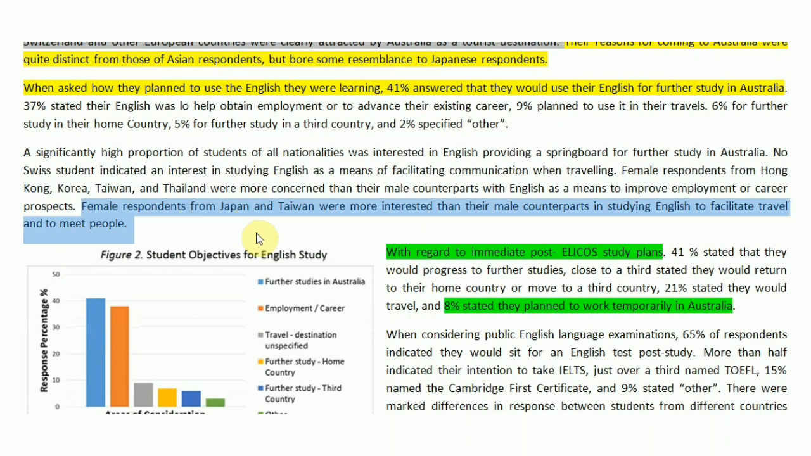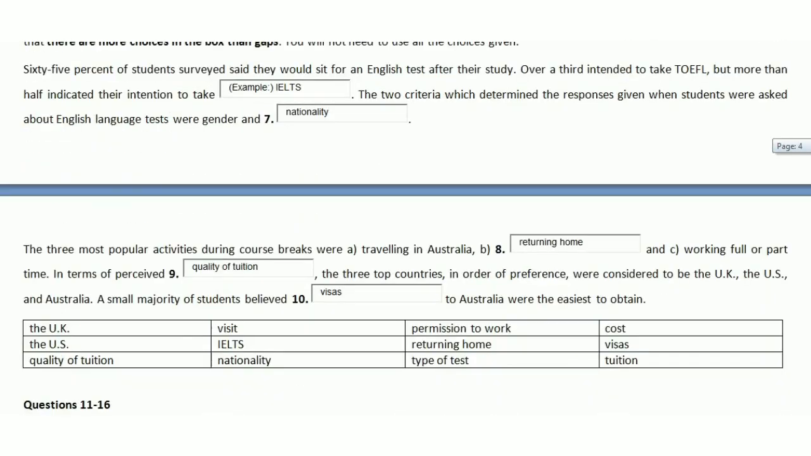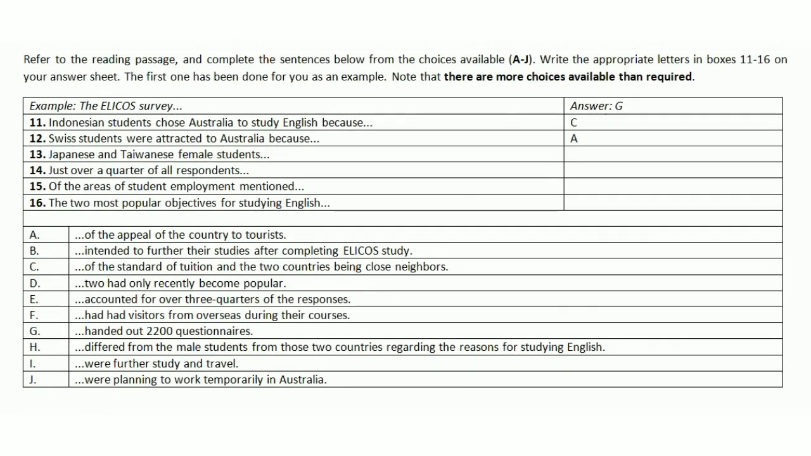And now what they are talking about: they were more interested than their male counterparts in studying English to facilitate travel and to meet people. So they were more interested than male respondents from Japan and Taiwan, because they wanted to study English to facilitate travel and to meet people. So I guess this is the only location that we can get from the reading passage. And now let's see the options. Let's explore the options for Japanese and Taiwanese female students.